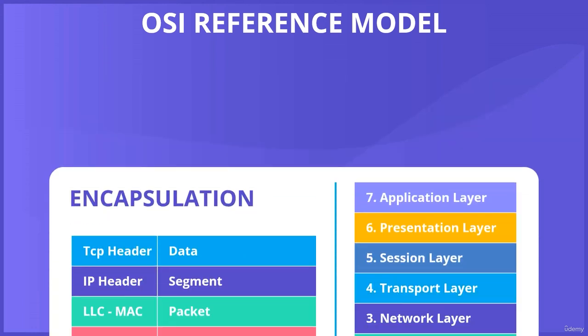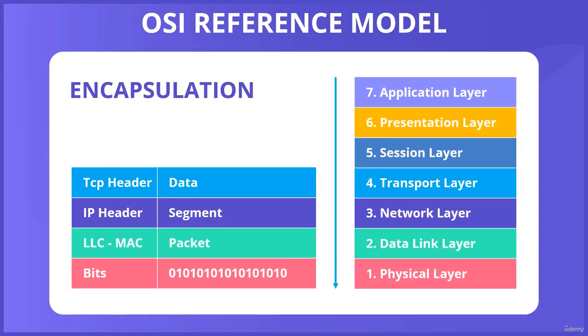Now, when a computer transmits data to another device over the network, the data goes through encapsulation. That is, it's wrapped in protocol information at each layer of the OSI model. New information is added at each layer, and each layer uses protocol data units, or PDUs, to communicate and exchange information.